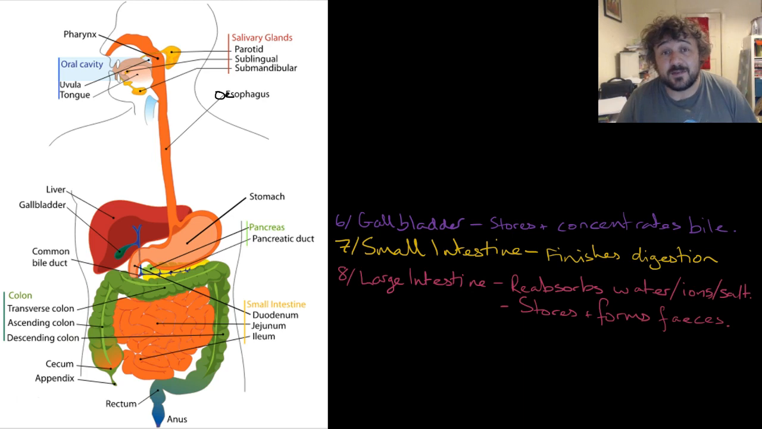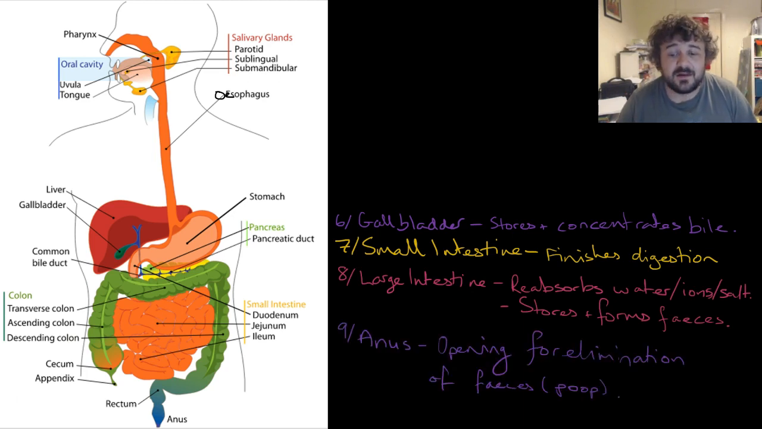Now, if you have a colostomy bag, for example, you're actually missing part of your large intestine, which is your colon, and this means you will struggle to maintain enough water in your body, so you have to drink even more. It's also where salt and the ions are reabsorbed back into the body, as well as where feces are stored and formed, basically. And then we get to the anus, which is for the elimination of feces.